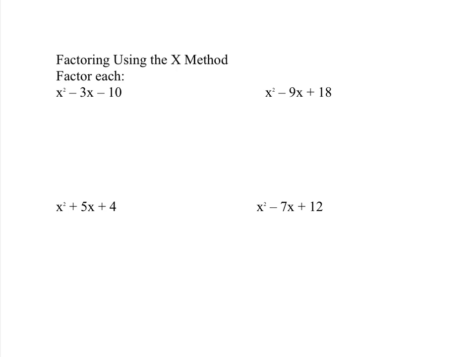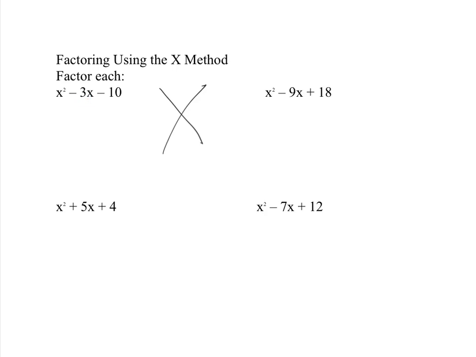Okay, what we're going to do here today is talk about factoring using a method we call the X method. In the X method, I'll take each of these that I'm going to factor, and for this first one, I'm going to draw an X here. In that X, I'm going to use two things. I'm going to put in the product, which will be this 10, and the sum, which will be this -3.